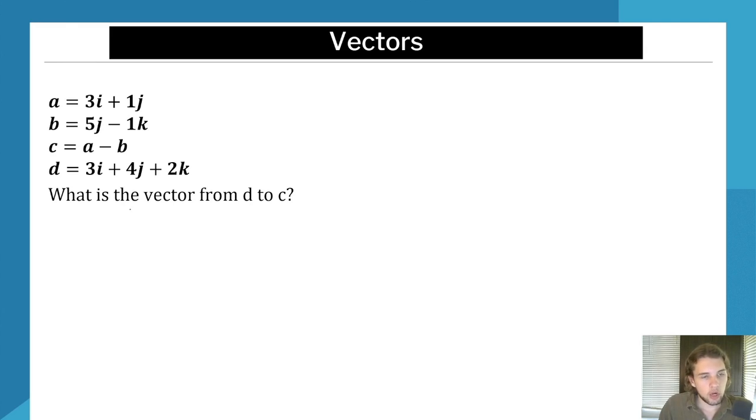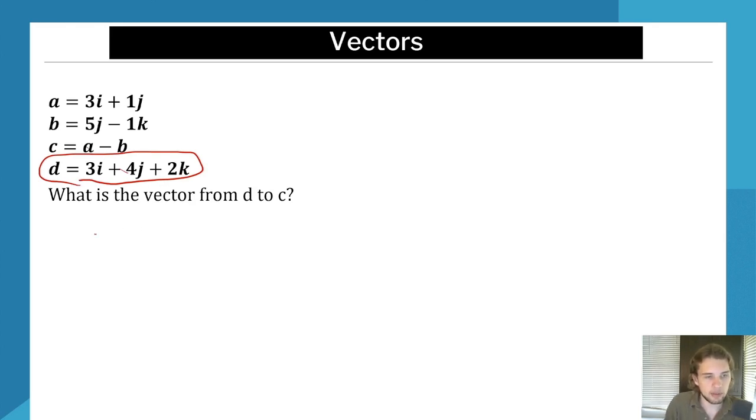So we're going to work with addition and subtraction with these 3D vectors. Now this is 3i plus 1j, so that's our normal 2D. This is 5j minus 1k, so that is in our 3D space now, because we're moving up the z-axis with that k involved as well. Then we have C is A minus B, D is 3i, so that's a full 3D vector with all three components. So what is the vector from D to C?